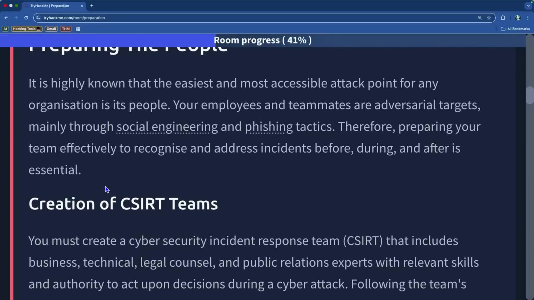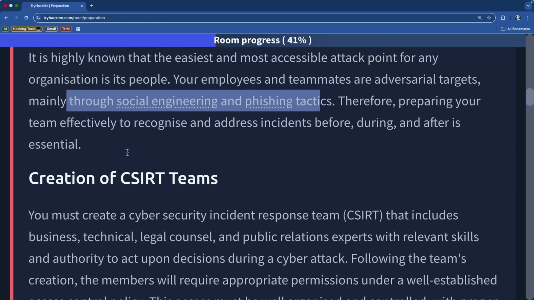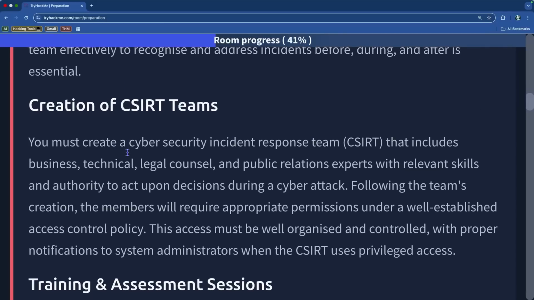It's highly known that the easiest and most acceptable attack point for the organization is its people. Basically what I just said. Your employees and teammates are adversarial targets mainly through social engineering and phishing tactics. Therefore, preparing your team effectively is essential.